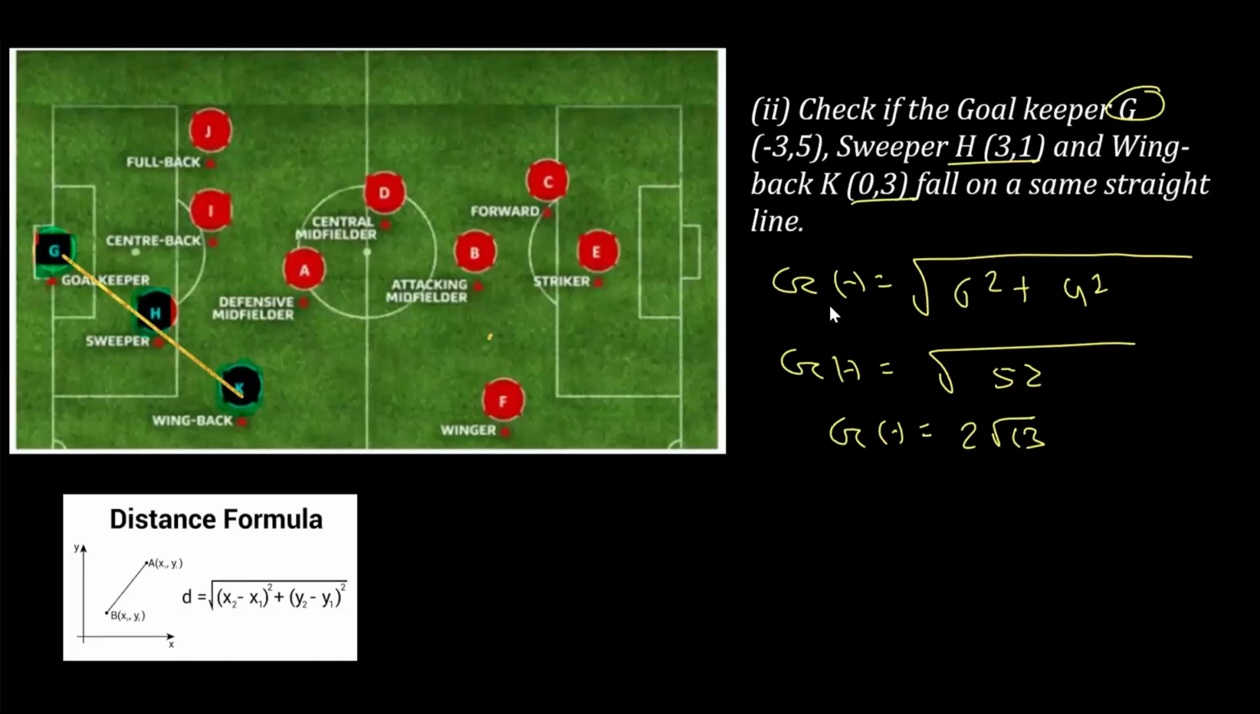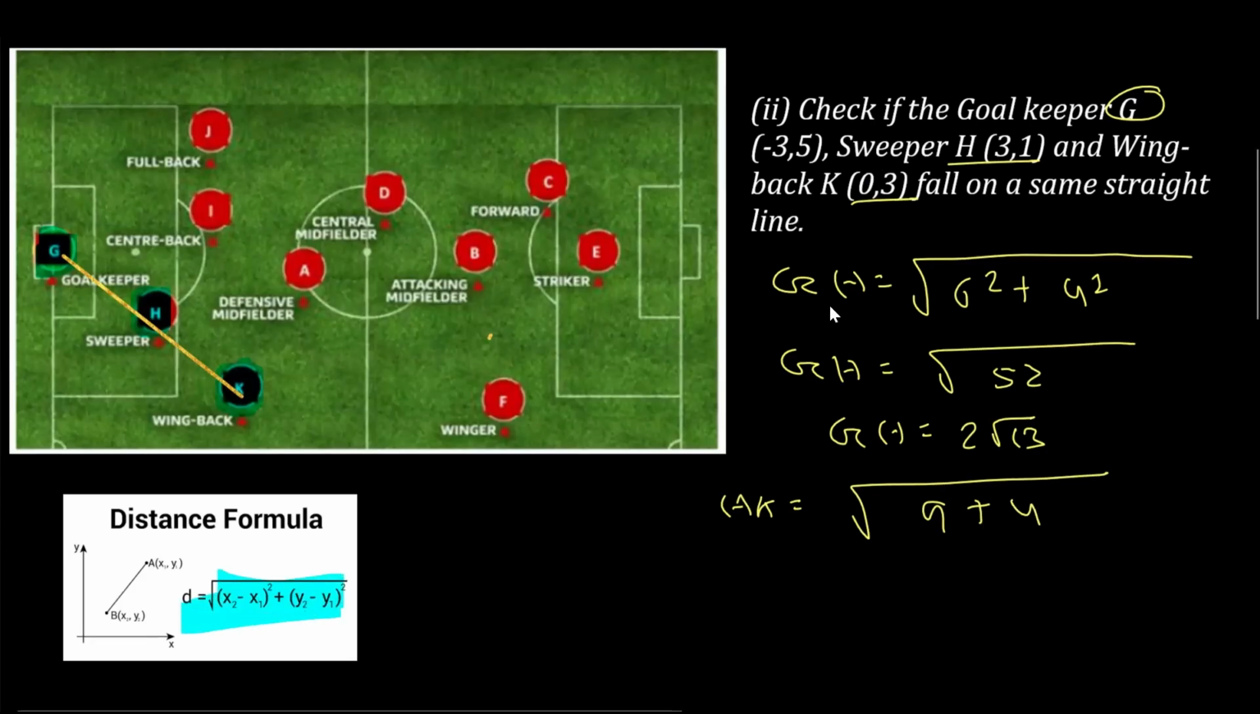Now, similarly, I'm going to get HK. The length HK will come as 0 minus 3, which is minus 3, but minus 3 whole square is positive 9. And 3 minus 1 is 2, 2 whole square is 4. So remember, we are using this distance formula in this case. So HK will come as under root 13. And we have one more side to find out, and that is G with K, GK.